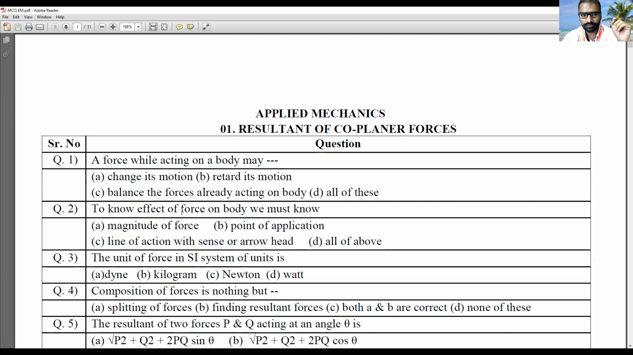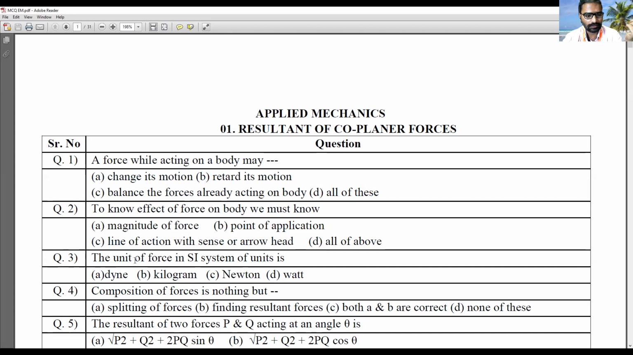Then, to know the effect of a force on a body, we must know the magnitude of the force, point of application, and line of action with the sense of arrowhead. The answer is Option D, all of this. What are we studying? Characteristics of forces. It should have magnitude, it should have point of application, it should have line of action with the sense. Sense means arrowhead. All are correct answers. Are you getting it? Yes, sir.